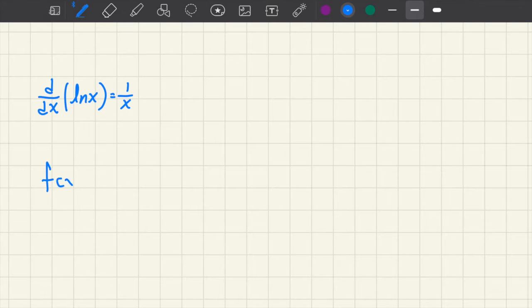If we have our function f of x is equal to x to the x, well, in the past, we've got a combination of power rule because we've got x to the n. Well, the derivative of x to the n gets us n x to the n minus 1. But it's not quite a power rule.